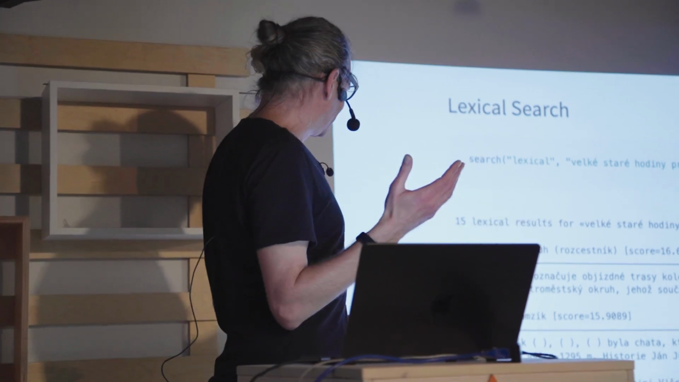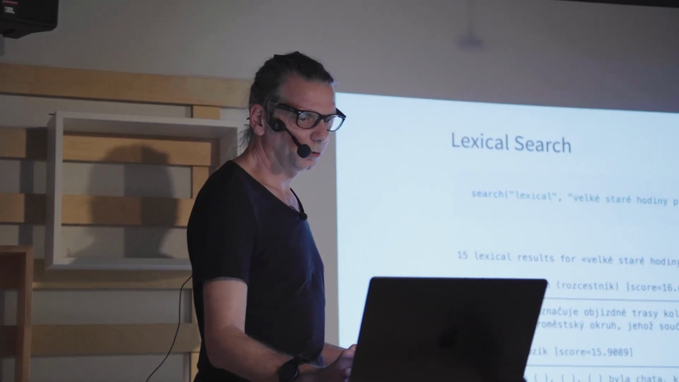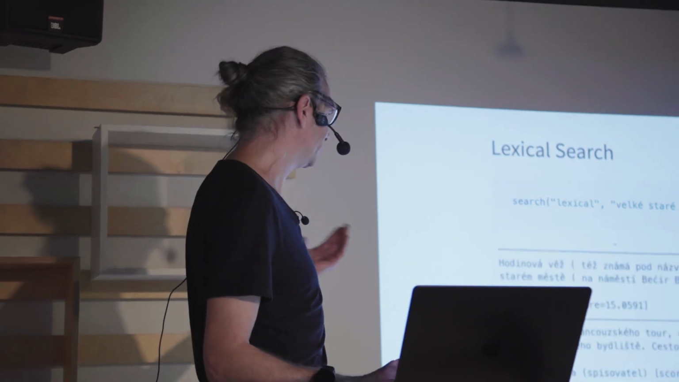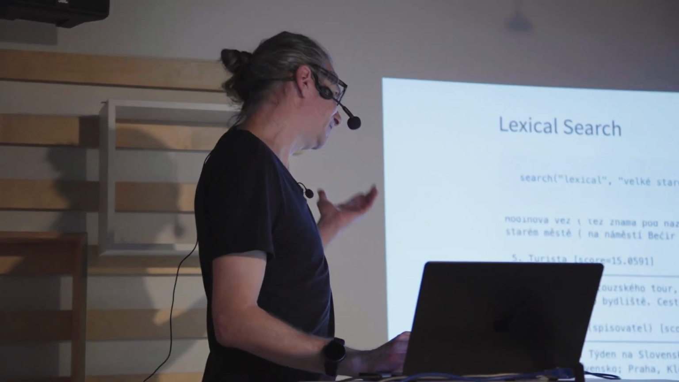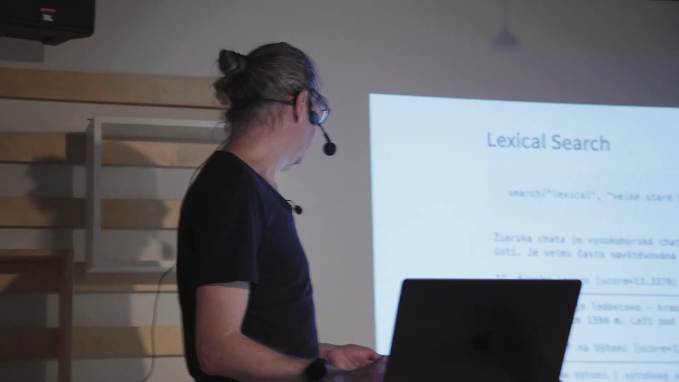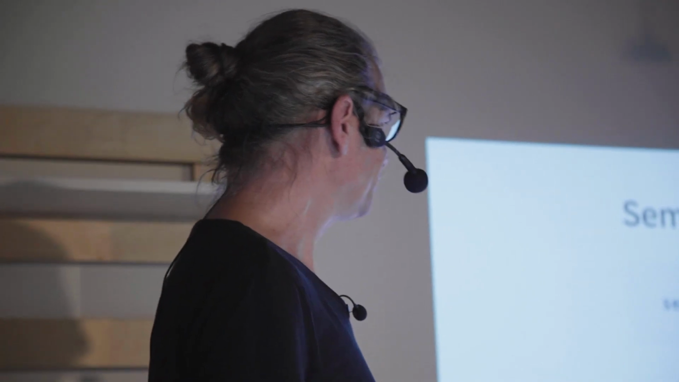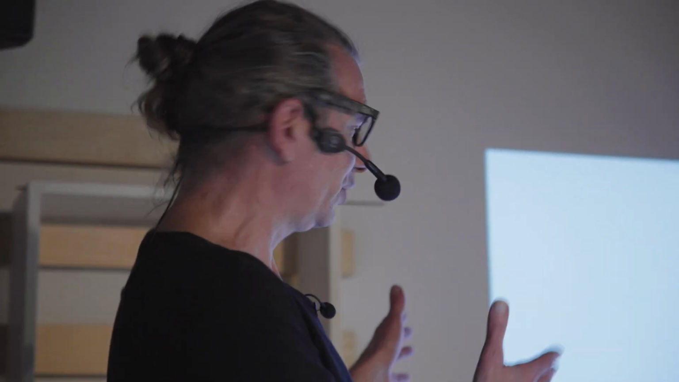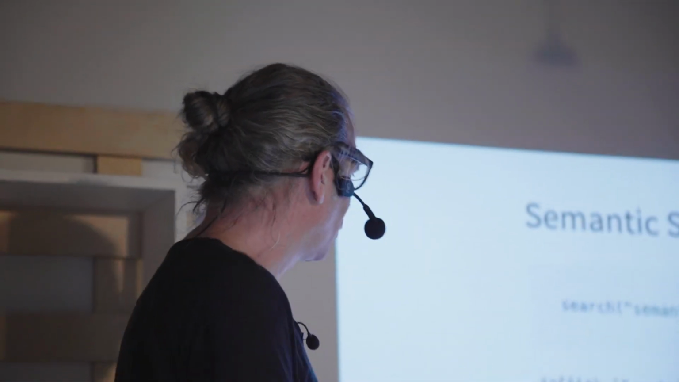So the lexical search is completely confused. There is a Croatian something for tourists. There's a clock tower. Okay, is there a tourist? Not really. Basically, no. So if we do this with a semantic search, it is kind of confused as well. There is this public lighting in Prague or something, and the orloj in Brno, for some reason the Brno orloj is better.